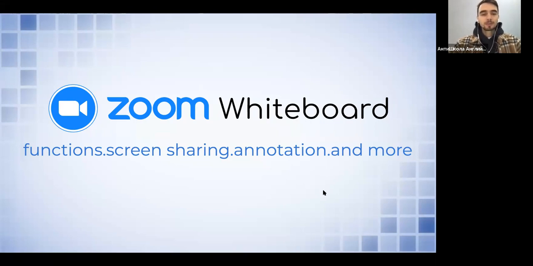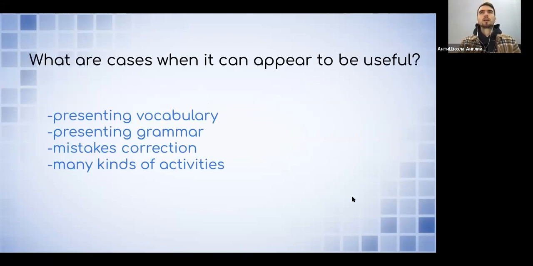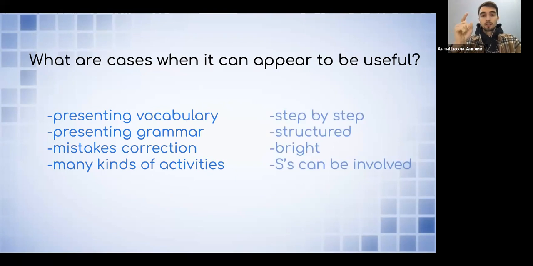So yeah, different functions: screen sharing, and annotation is really important if we talk about interaction with a student. Where it can be useful, as we already said: presenting vocabulary, grammar, mistakes correction, many kinds of activities, like you can fill the gaps, you can spot the error. Everything is made step by step, clearly, nicely, and can be structured if you put it in different shapes. You can underline it, you can highlight it. Students can be involved. And I think it's the beauty of it that you can almost every time involve your students.